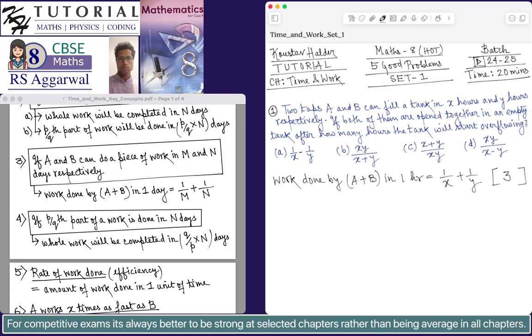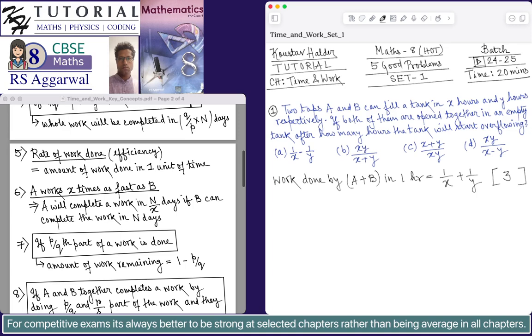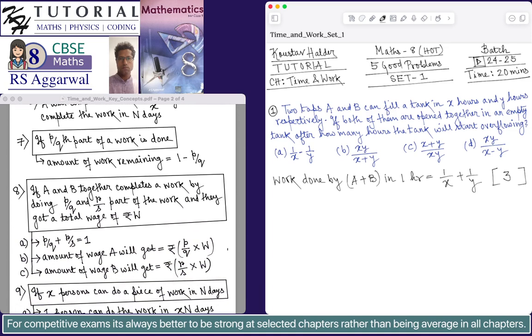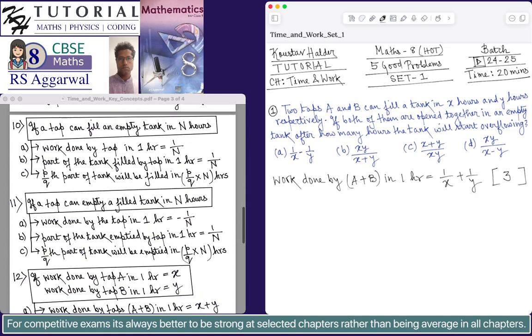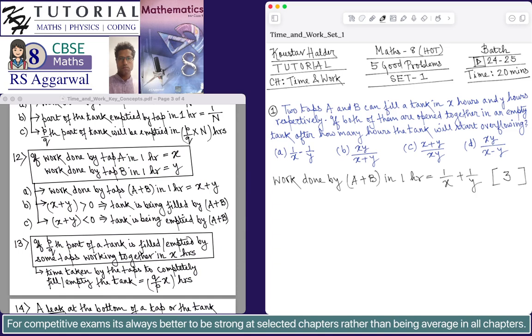Sorry, not 3. The concept 3 is based on men and work. This concept is based on pipes and tanks. So I will have to see. Yes, the concept number 12. I've applied the concept number 12.